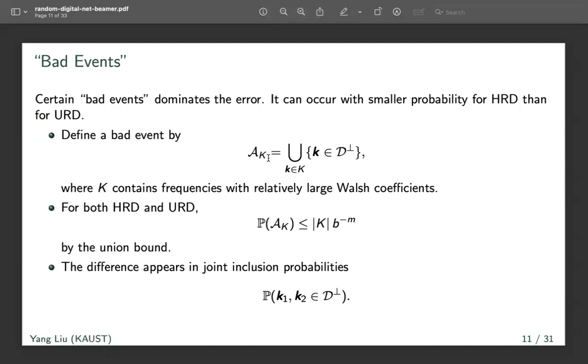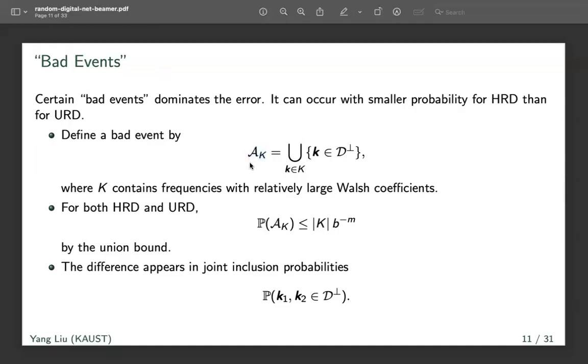So we identify these indices by this set capital K, and we define this bad event as follows: there exists k belonging to this set capital K, such that this index k belongs to this dual net. One can think of the complement of this bad event as: there doesn't exist any k from this set capital K that contributes to the error decomposition of the digital net. In that case, the error can be made smaller.